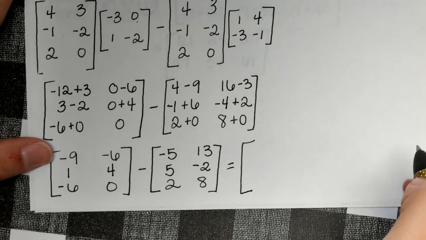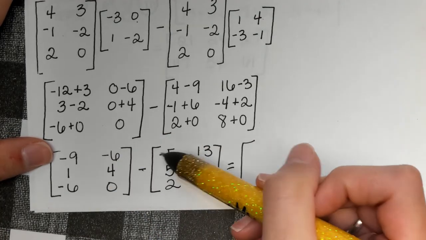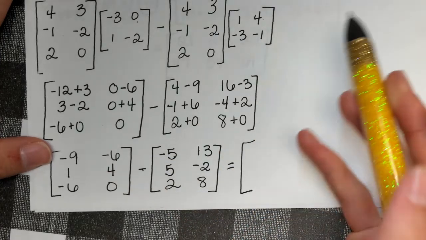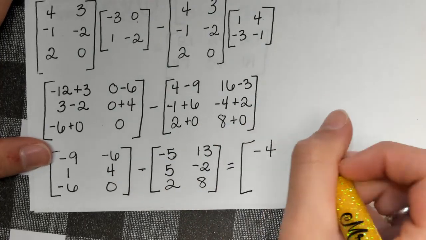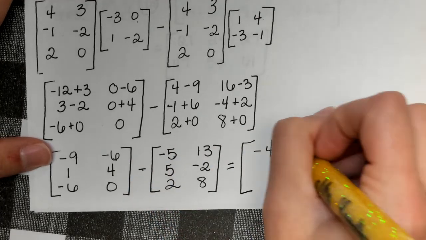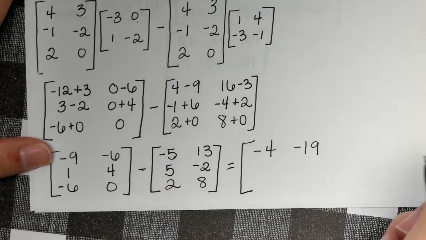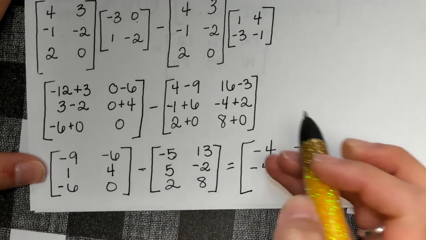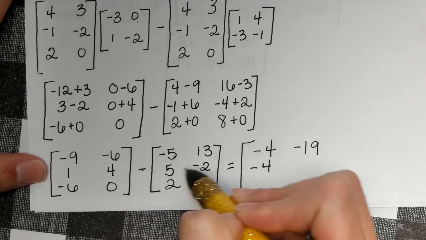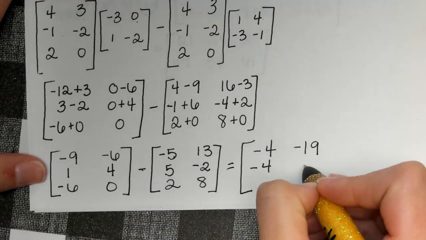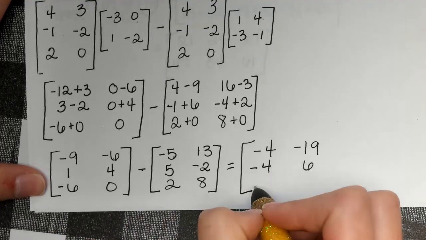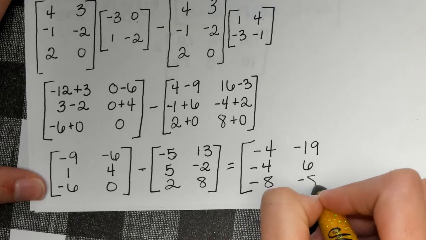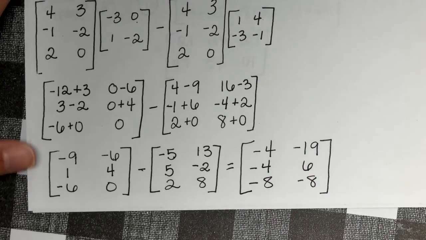Now we subtract negative 9 minus negative 5. Be careful with that, okay, because you're really doing negative 9 plus 5, which is negative 4. Negative 6 minus 13, negative 19. 1 minus 5, negative 4. 4 minus negative 2, 4 plus 2. Negative 6 minus 2. And 0 minus 8. And we're done.